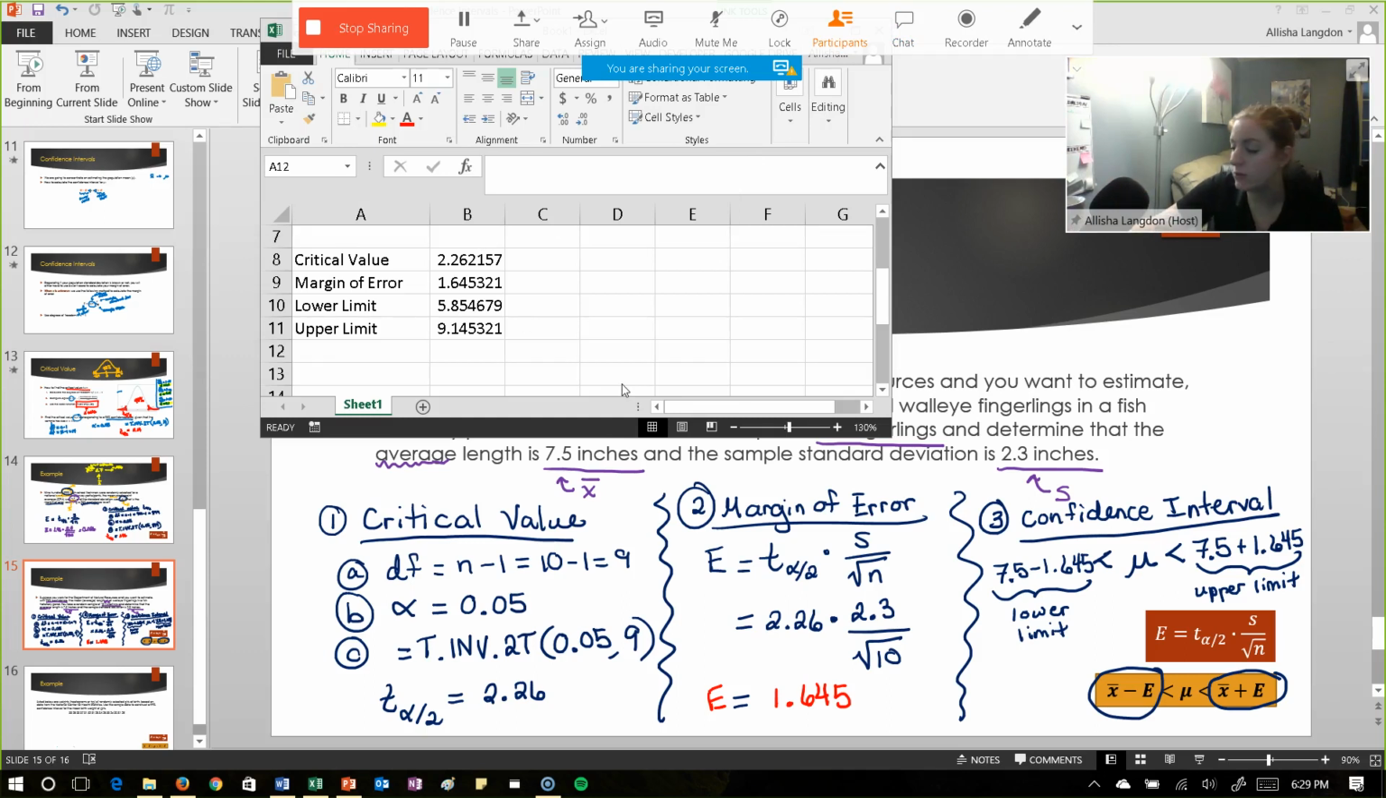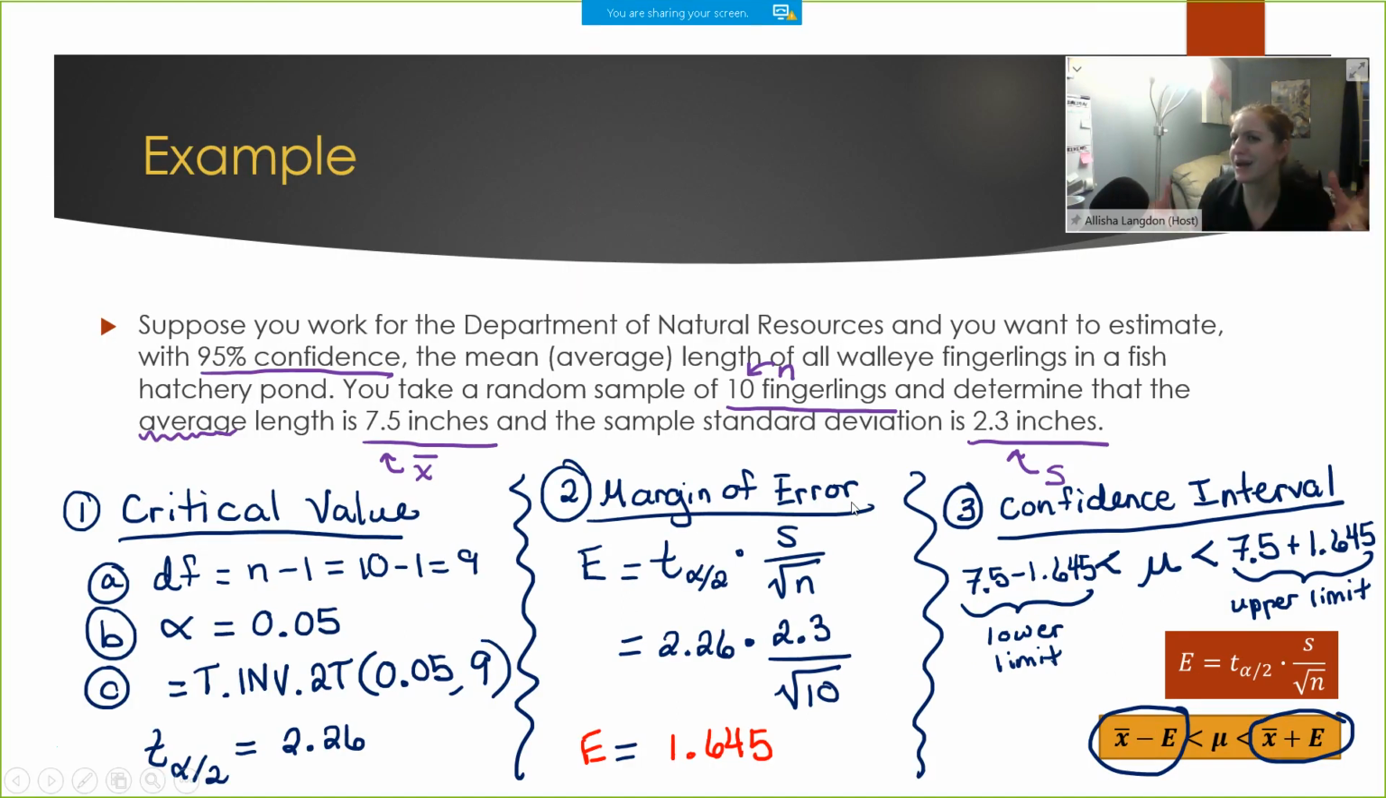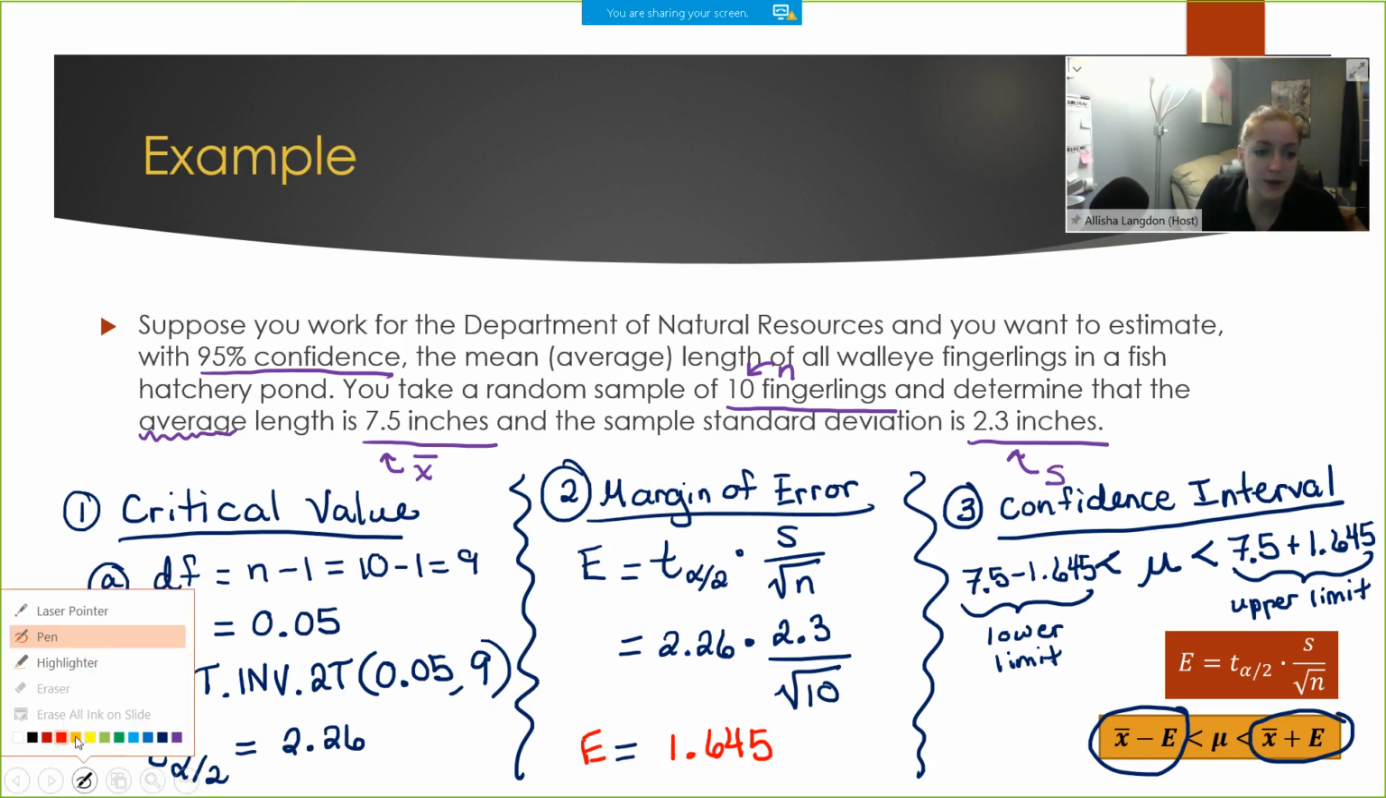So let me write that down real quick. Our lower limit was 5.85. And our upper limit was 9.15. Let's round that 4 up to a 5 since the next number is 5. And let's talk about what that means, because it's always about bringing it back to what does this actually mean. So I ran out of space down there, so I'm going to quickly write it up here.